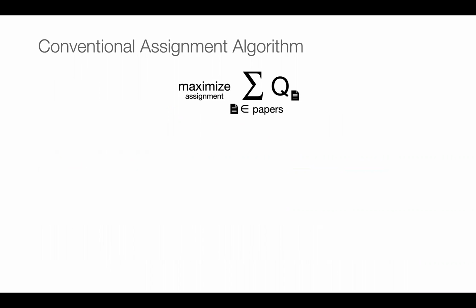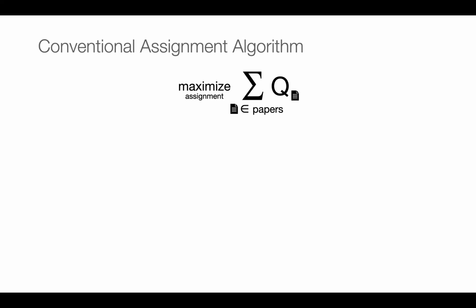This is a constraint optimization problem, because each reviewer cannot review more than 6 papers, and each paper must be assigned to 3 reviewers. Subject to these constraints, we find the assignment that maximizes the total quality of paper-reviewer pairs in this assignment. This algorithm is extremely popular, and it was employed by NeurIPS, ICML, AAAI, and many other conferences.